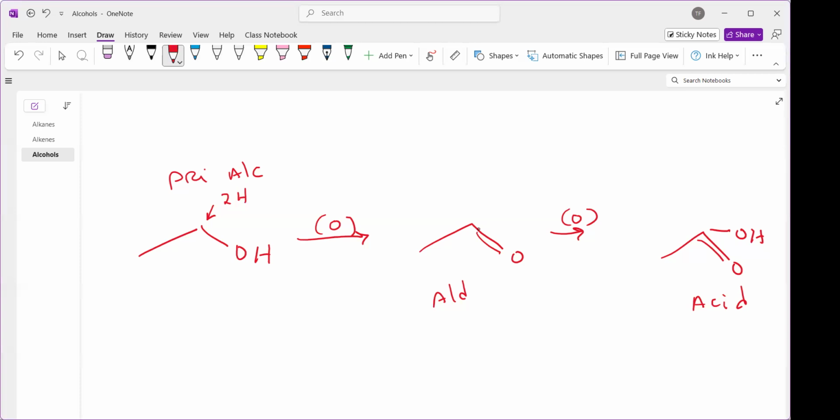Okay, so bottom line is oxidation of an alcohol requires an H. So we have one H here. Zero H is there. So primary alcohols can be oxidized twice. First to the aldehyde, then to the acid.